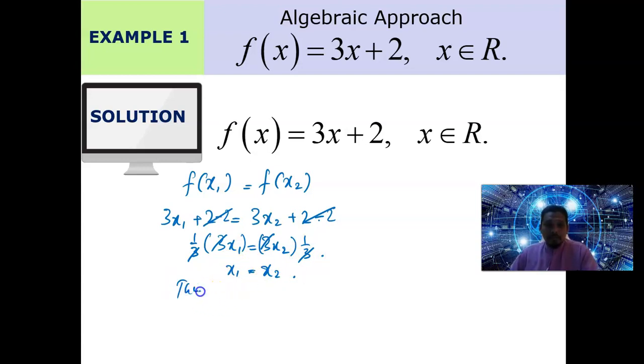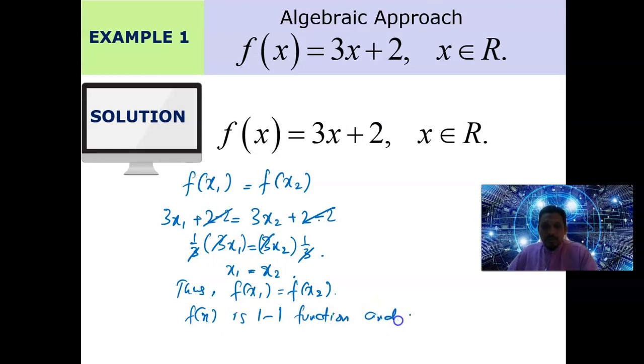Thus, f(x1) equal to f(x2), so f(x) is a one-to-one function, and this function f(x) has an inverse. Now, I'm solving this using the algebraic approach.